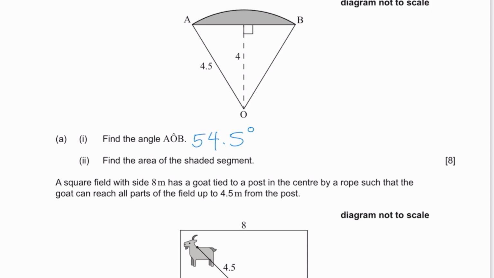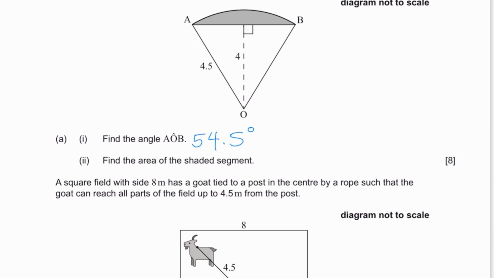Okay, so now we're going to go on to part 2 where it says to find the area of the shaded segment. So the shaded segment is just this little piece right here. How are we going to find that answer? One of the things that you have to remember is that they're showing you a sector of a circle. A sector is basically a pizza slice. Think about it that way.